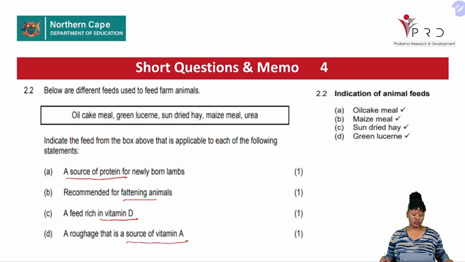Then if you look at a source of protein for newly born lambs, we are looking at oil cake meal. So that is your A. Recommended for fattening of animals, as we indicated in the previous activity. A feed rich in vitamin D, you are guided by this. So it is number C. A roughage that is the source of vitamin A, you are also guided by this type of lucerne. Not just lucerne, but green lucerne.